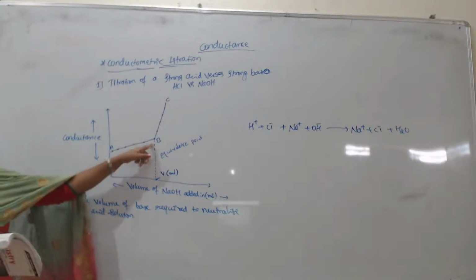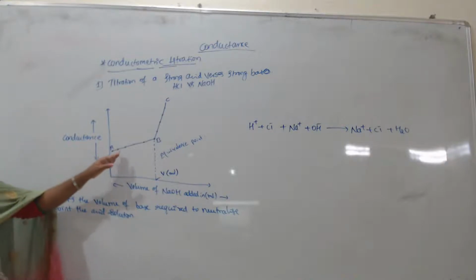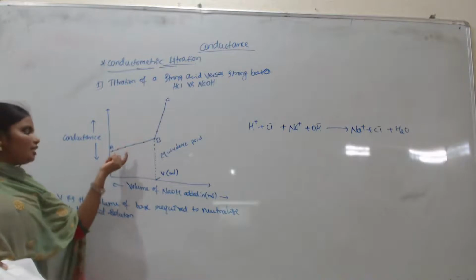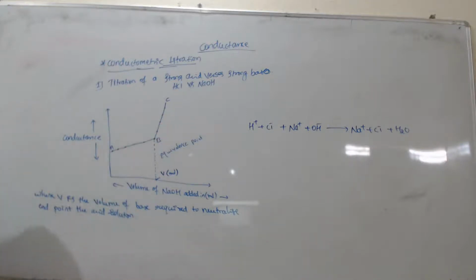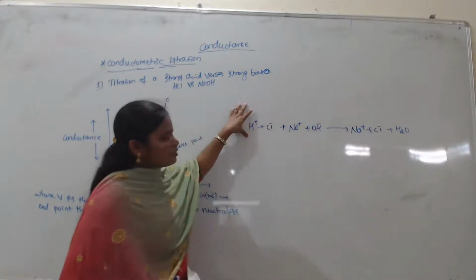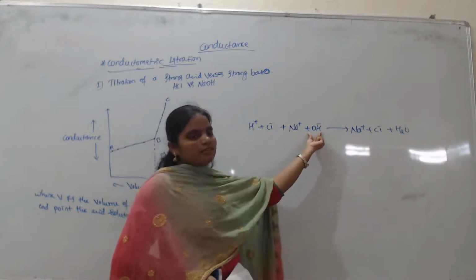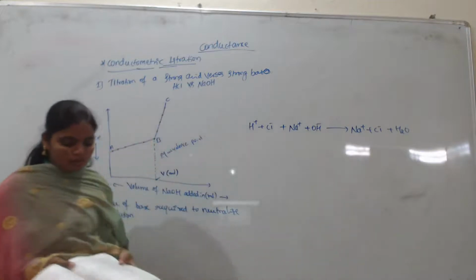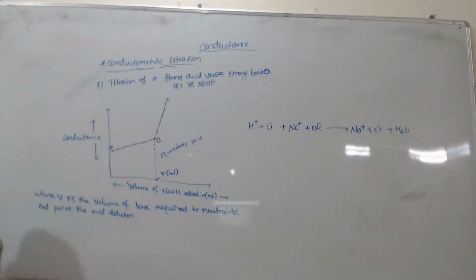At the end point, all the H plus ions have been replaced by Na plus ions. The reaction is H plus and Cl minus with Na plus and OH minus, finally giving Na plus and Cl minus, and H2O. After attaining the end point, the addition of sodium hydroxide solution brings in fast moving OH minus ions.